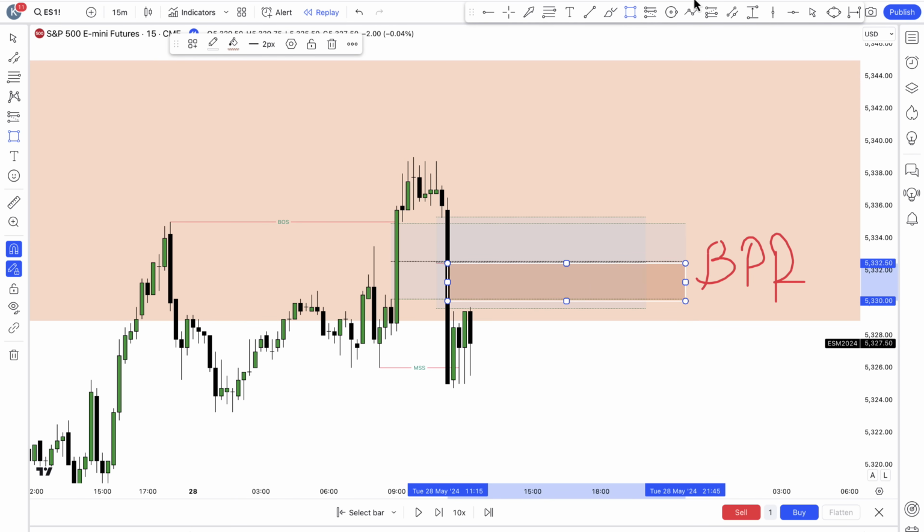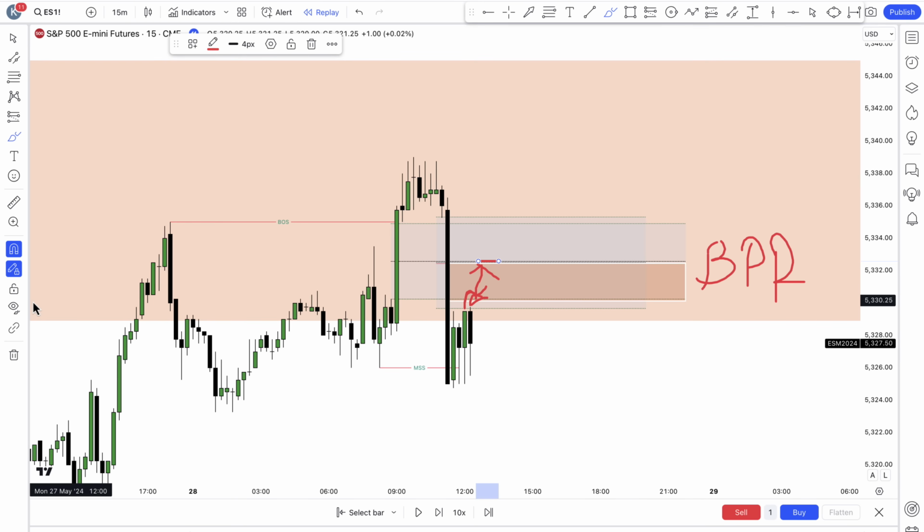So if I am taking my trade from this BPR, guys, what I normally do is the first part of this fair value gap is where I take my trade. I can decide from the tip, I can decide from the middle, but the first part is where I normally take my trades. Trust me, this is how I do it.